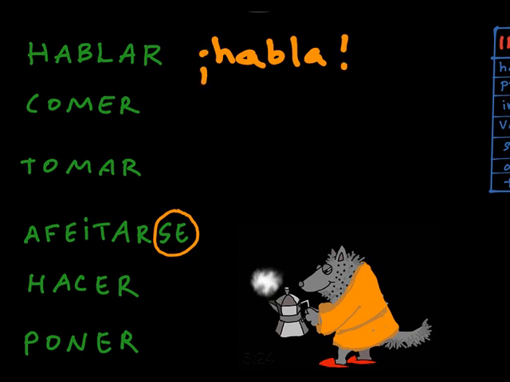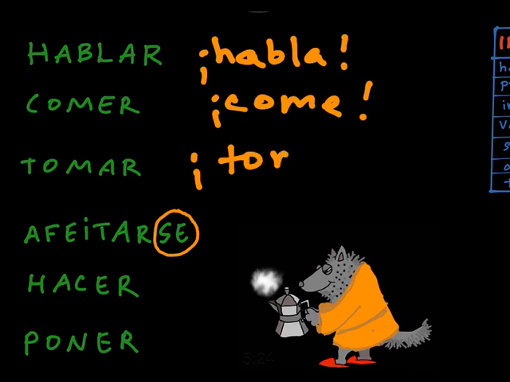You want to eat with him, breakfast, so you say, come. You already have seen how to form these. You want to tell him, drink some coffee with me, have some coffee with me. Toma. Tomar is to drink or to have or to take.